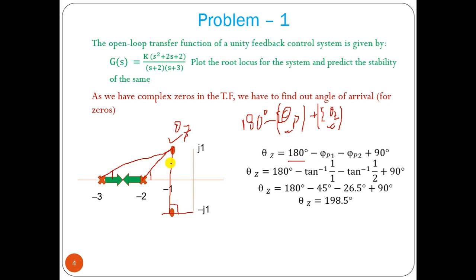So from this pole, what is the angle? Tan inverse 1 by 1. So 180 degrees minus tan inverse 1 by 1, and this angle is tan inverse 1 by 2. The difference is 2 now. Plus this is 90 degrees because this is a zero. These two poles show negative sign, this zero shows positive sign. So if you calculate, this is 198.5. So from this it will go this way. That is the plot.